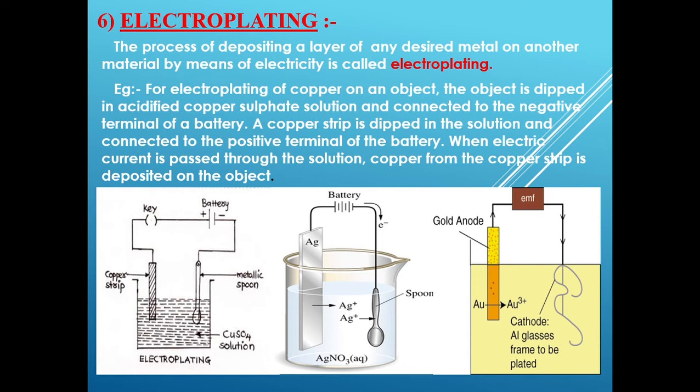So for electroplating of copper on an object, the object is dipped in acidified copper sulfate solution and connected to the negative terminal of a battery. So here you can see a copper strip is there, a metallic spoon is there. So when you subject this to this particular copper sulfate solution, you get a copper deposition on this metallic spoon. Okay, so from the copper strip, copper is lost to the metallic spoon, and this particular copper is getting deposited here.